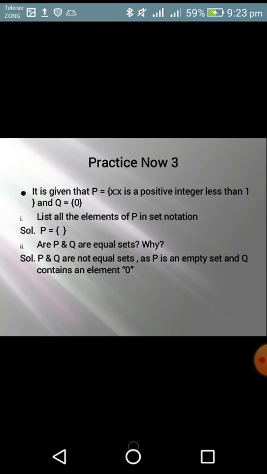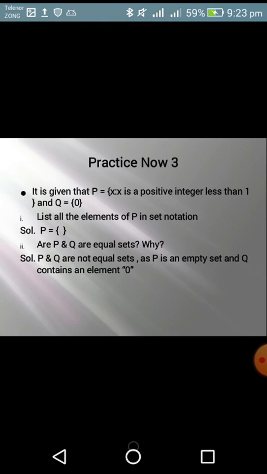As you know, 0 is less than 1 but 0 is not a positive integer, so the set P is an empty set. Less than 0 there is negative 1, but we cannot write negative 1 in set P because set P contains all positive integers less than 1.